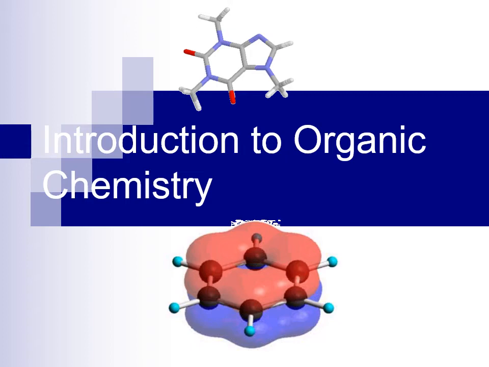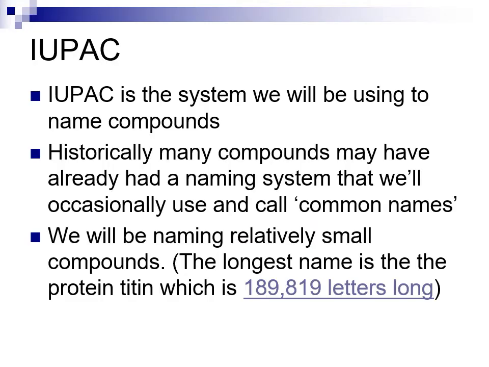Introduction to Organic Chemistry. So we're going to be using the IUPAC system in terms of following the rules for naming compounds. And again, some of these compounds will have common names, but we want to be able to for sure name them under the IUPAC system, if not also by the common name.